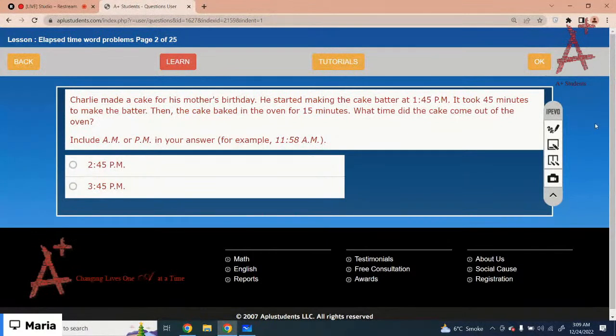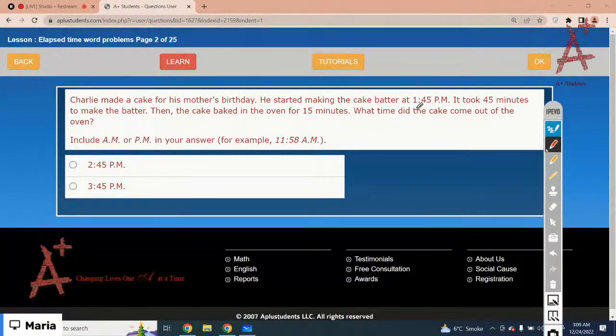Okay, so the time he started is 1:45. Got it? That is the start time. The total time he needs to make the cake is 45 minutes plus 15 minutes. So 45 plus 15 minutes makes 60 minutes, and that equals 1 hour. Got it? That means he needs 1 hour to make the cake. So if he starts at 1:45, add 1 hour. So 1 plus 1 is 2. That means he ends at 2:45 p.m. Got it?